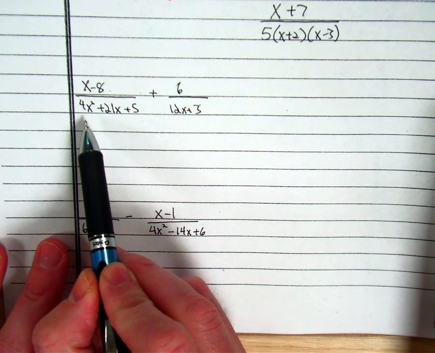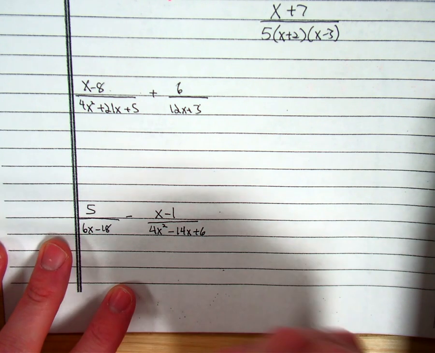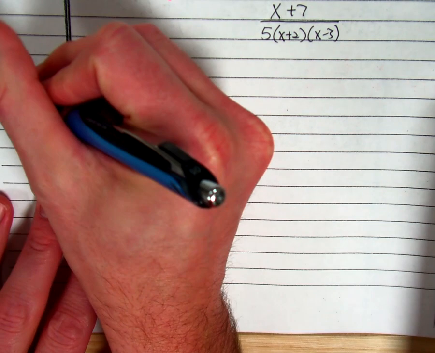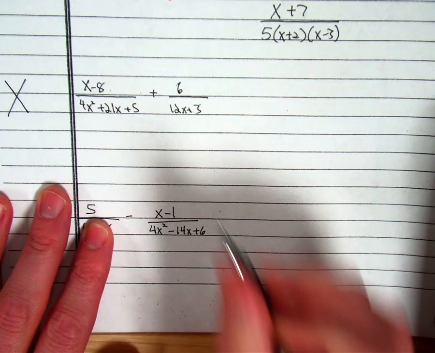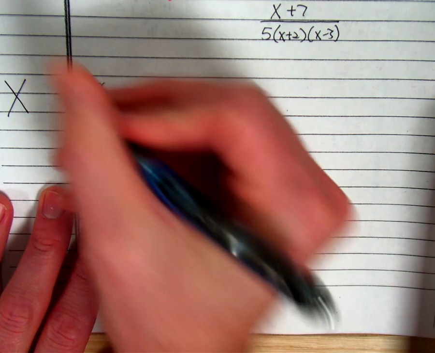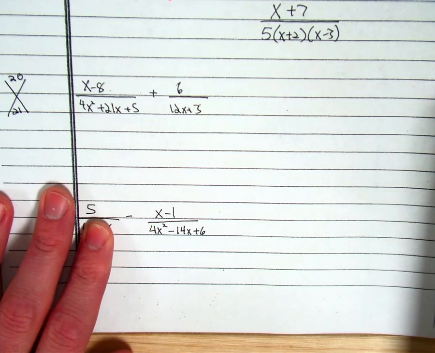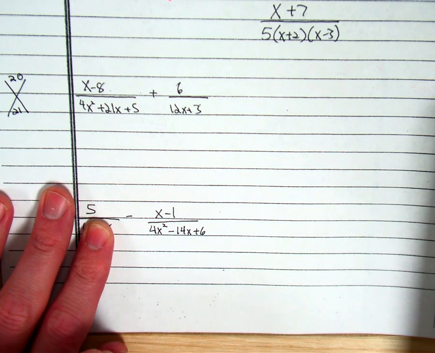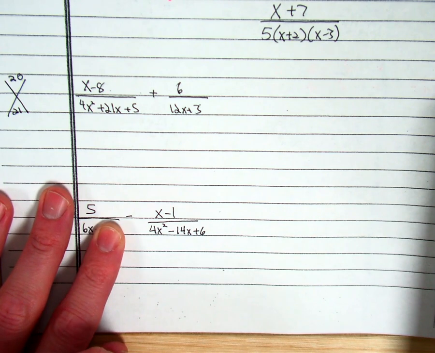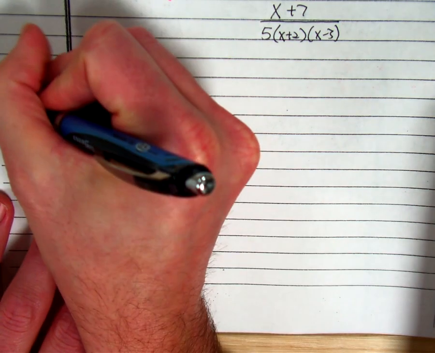Okay, we got a really tricky one right off the bat: 4x squared plus 21x plus 5. We might need to bust out the magic x. Okay, front times back, 4 times 5. What multiplies to 20 and would add to 21? Okay, that's going to be 20 and 1.